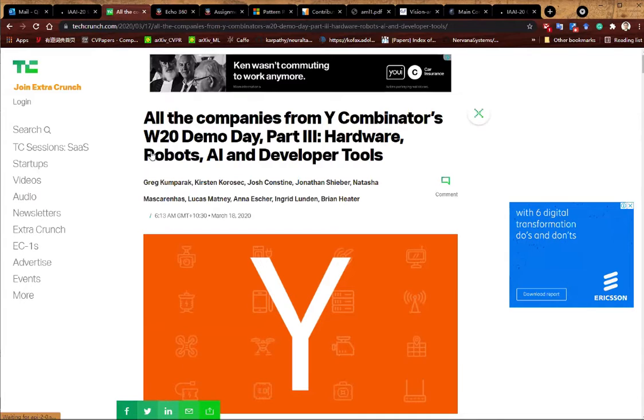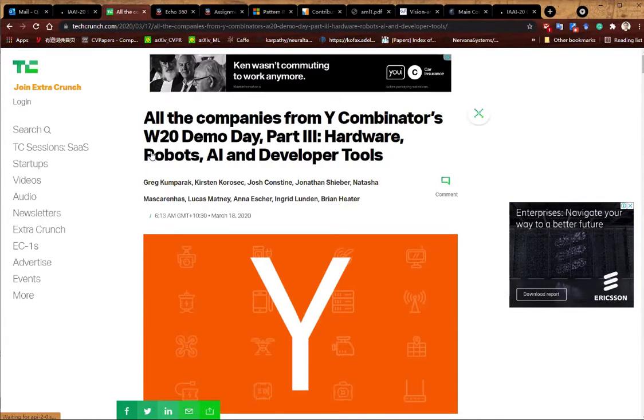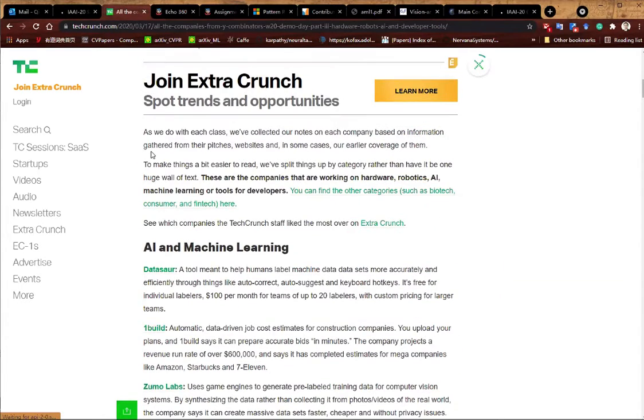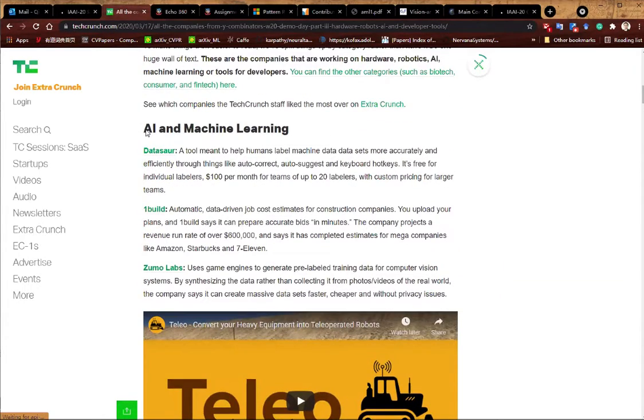Okay, another source you can use is this one. YC is actually a very famous founding company. They invest in a lot of famous companies. So let's see the AI and machine learning sector. These are some companies they recently funded.